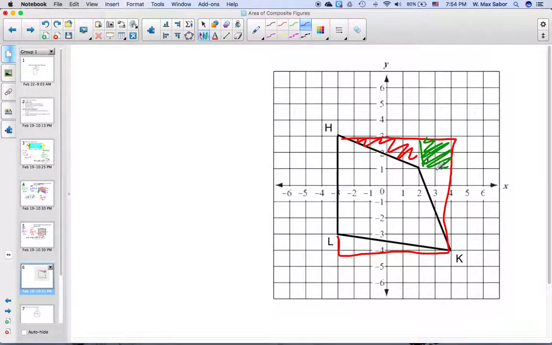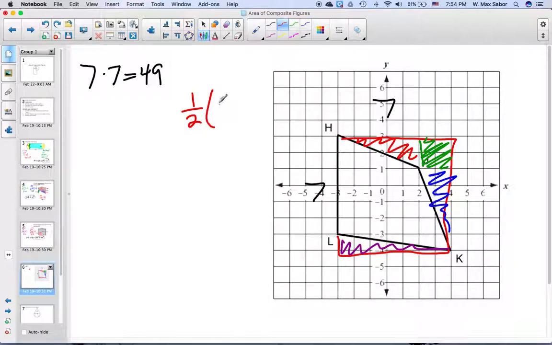a triangle there, and then a triangle at the bottom. So the whole thing goes from -3 to 4, so that's a 7. Up to down is also 7, so 7 times 7 is 49. The triangle on top is 1/2 base times height, 1/2 times 5 times 2.